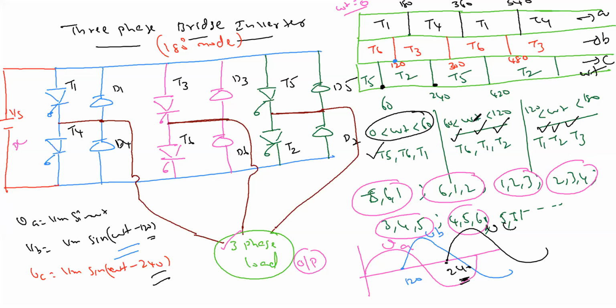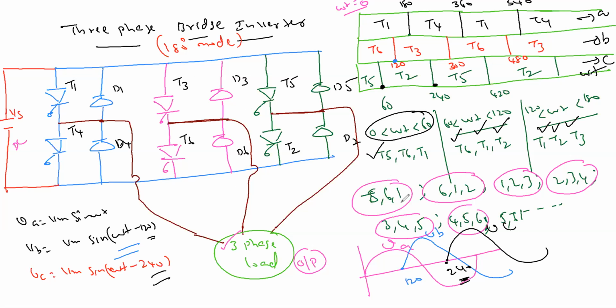And at any instant, 3 SCRs conduct. Two from the upper group, one from the lower group, or vice versa. Vice versa means two will come from the lower group, otherwise one will come from the upper group.